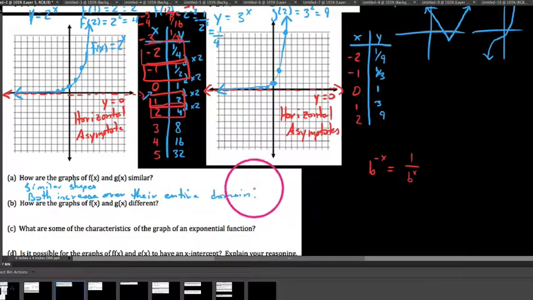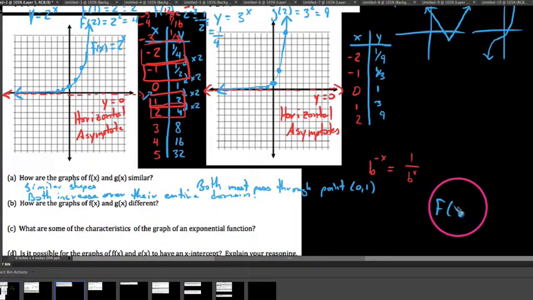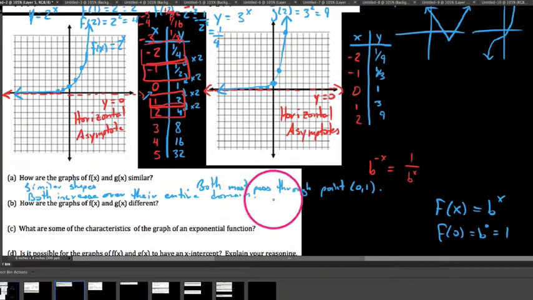And so what else do they have in common? They both must pass through the point 0, 1. You can organize your writing a little bit better than I can here. And the reason behind that, and we're going to see this, is because if f of x equals some base to the x, the moment you try to plug in 0, b to the 0, we're always going to get 1. And so this is a truth about all exponential functions. And then the last thing we want to make sure we write here is that they both have a horizontal asymptote on the x-axis.